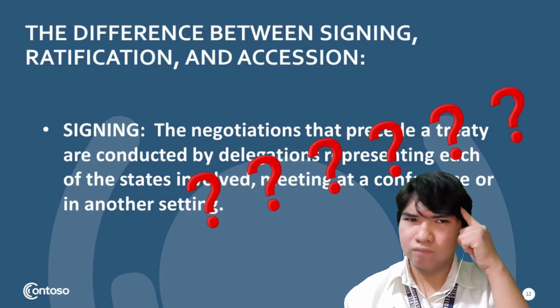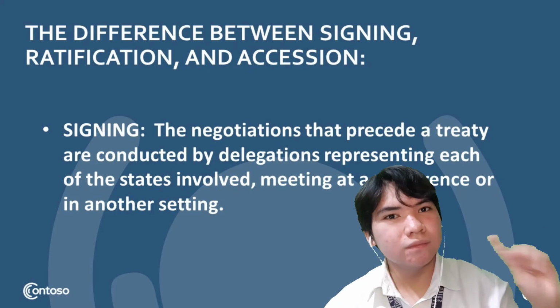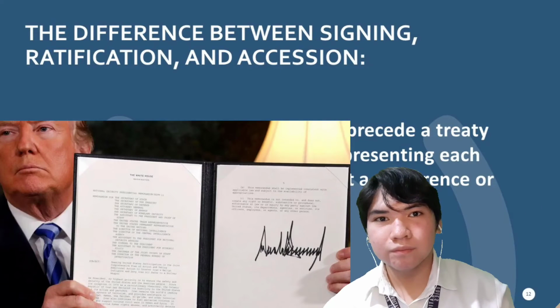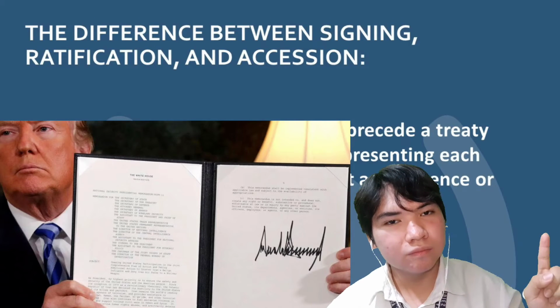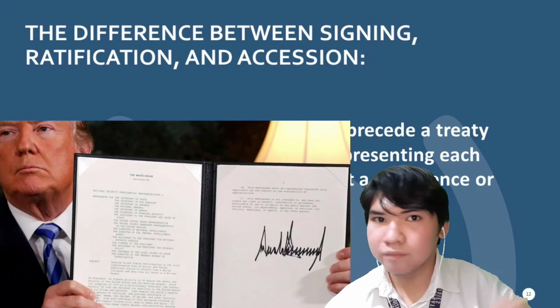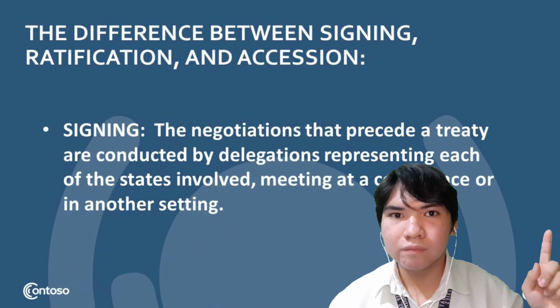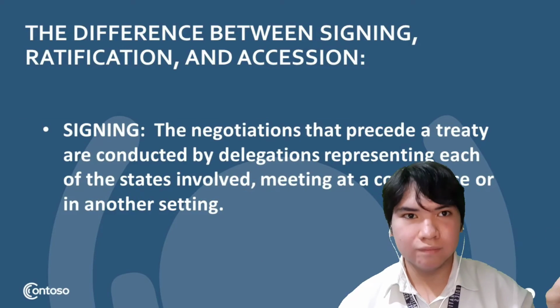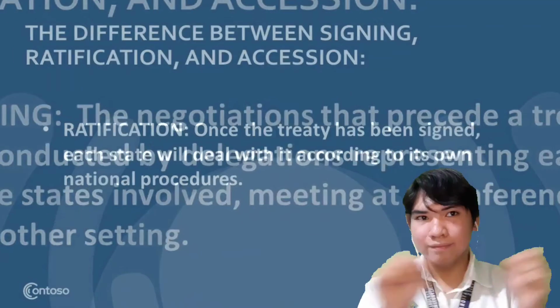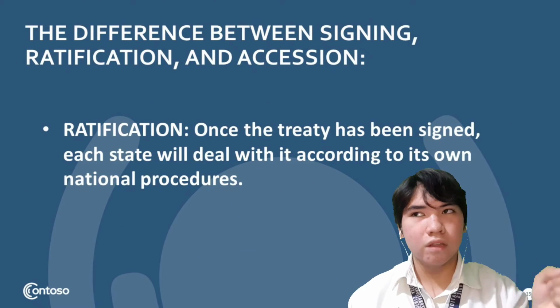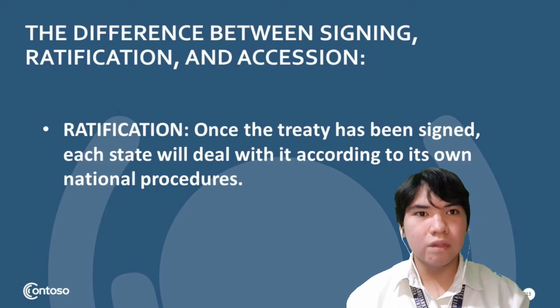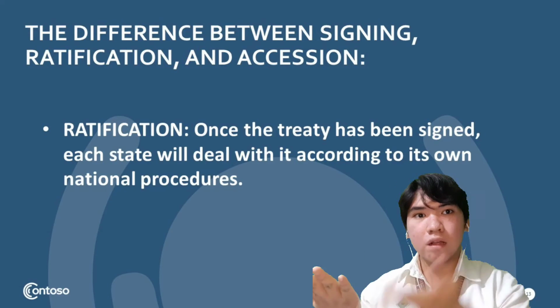What does binding mean? Binding means to impose legal obligations or duties upon a party to an agreement. So this is basically what they do in a treaty. Moving on to ratification. Once the treaty has been signed, each state will deal with it according to its national procedures.